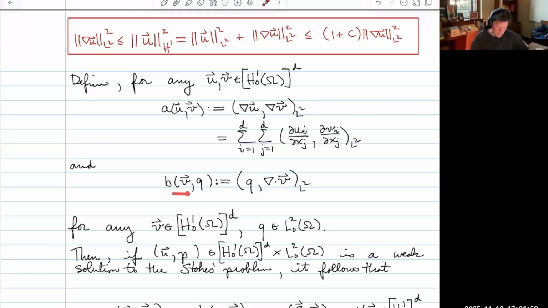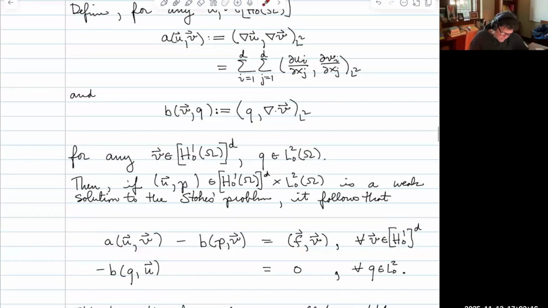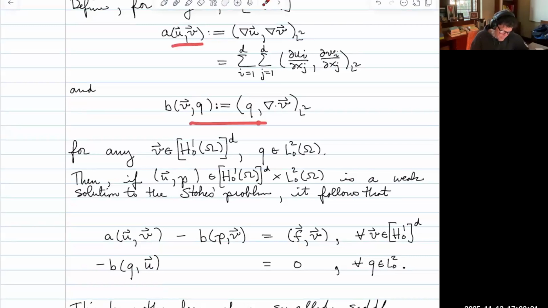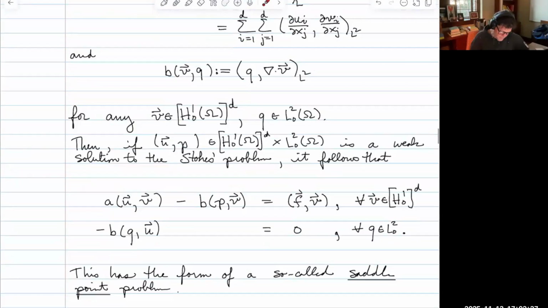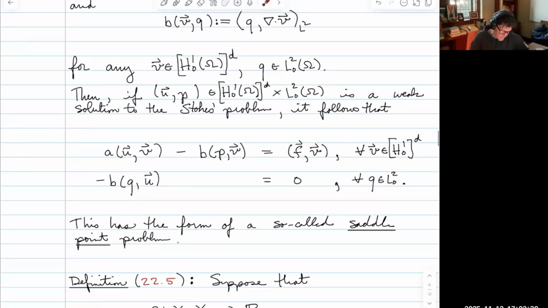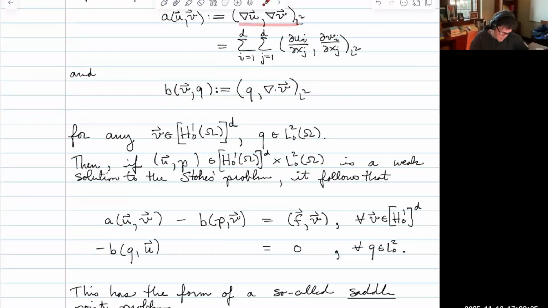The second bilinear form that I want to define is the one that I've already addressed. That's the one that appears twice in the weak formulation of the Stokes problem. This object called the B bilinear form. Okay, defined exactly the same as before. Then these two definitions allow us to rewrite our weak formulation of the Stokes problem in this way. Okay, so there's the A form, that's grad u, grad v. And B, this one.